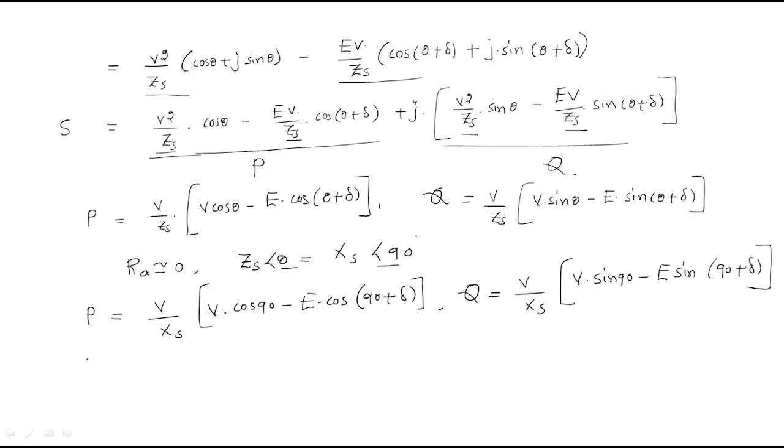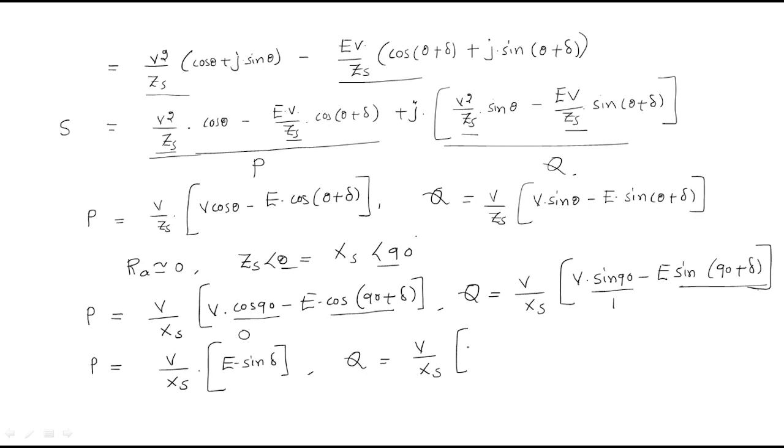From this, cos 90 value is 0, and cos of 90 plus delta is minus sin delta. So this value is 0, and finally P equals V by Xs into E sin delta. Then Q: sin 90 value is 1, and sin of 90 plus delta is cos delta. So we write Q equals V square by Xs minus V into E cos delta. These are the approximate active power as well as reactive power. This is the P value and this is the Q value.